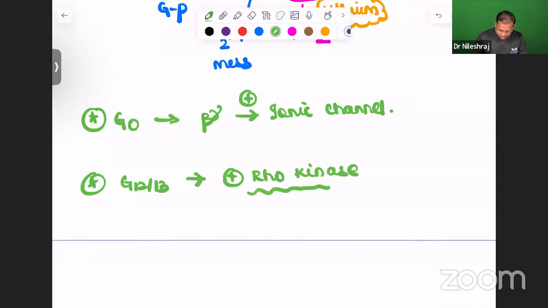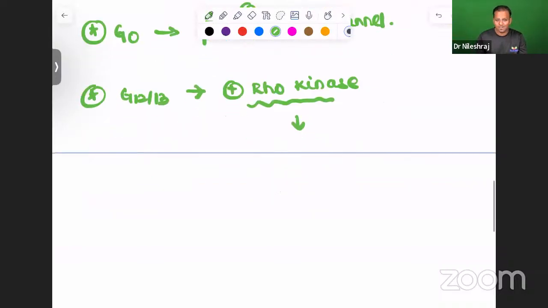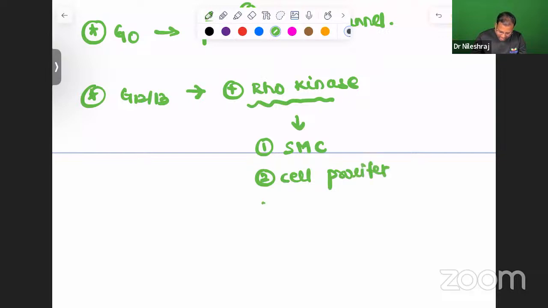Now comes the most important query. What exactly is the function of Rho kinase? Rho kinase will be producing smooth muscle contraction, number one. Number two, it is involved in cell proliferation and it is involved in angiogenesis, which means if a patient is suffering from any tumors, if Rho kinase is getting stimulated, we know that these are intracellular signaling pathways. When Rho kinase is getting stimulated, there is more chance of tumor proliferation to be seen.